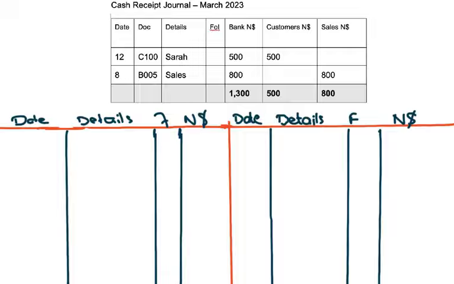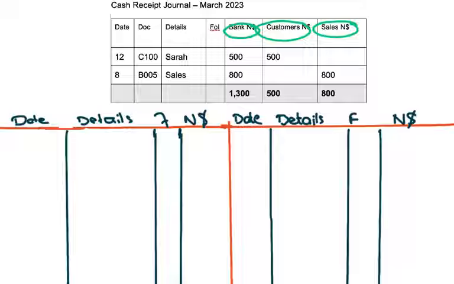Now let's quickly see if we can find the accounts involved. I will have a bank, I will have customers, and I will have sales. Now maybe you can be confused because I have customers and I have sales. Remember, in my bank account, if a customer paid me, this means that he paid something on his account. So he bought from us on credit, and this is a payment on his account.